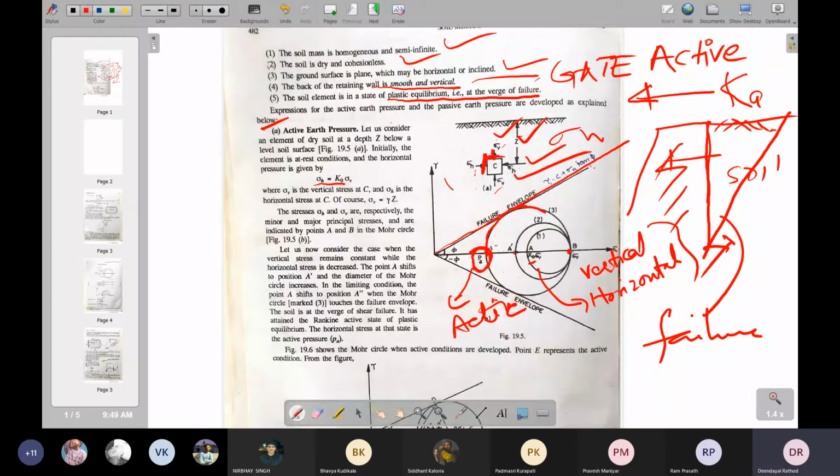This is the minor principal stress and minor principal plane. So what is happening? It is reducing, and somewhere it touches the failure envelope. Then the soil fully fails. All of a sudden a failure plane will be formed and the whole mass will try to come out, and this retaining wall is also washed away. That is what is happening. That is called the Rankine active earth pressure.